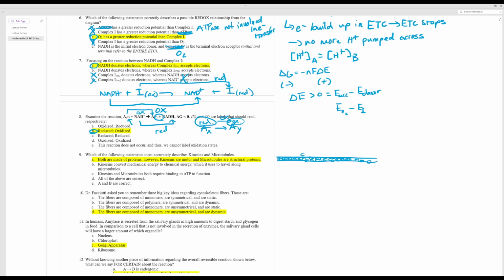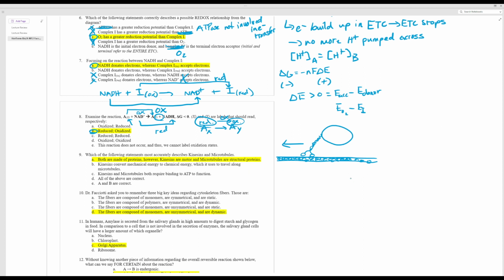And then on top, we have the kinesin that is attached to some blob that it is carrying. Okay. And this guy will move. So the microtubules are structural proteins versus the kinesin, which is the motor protein. But note that they're both made of proteins.